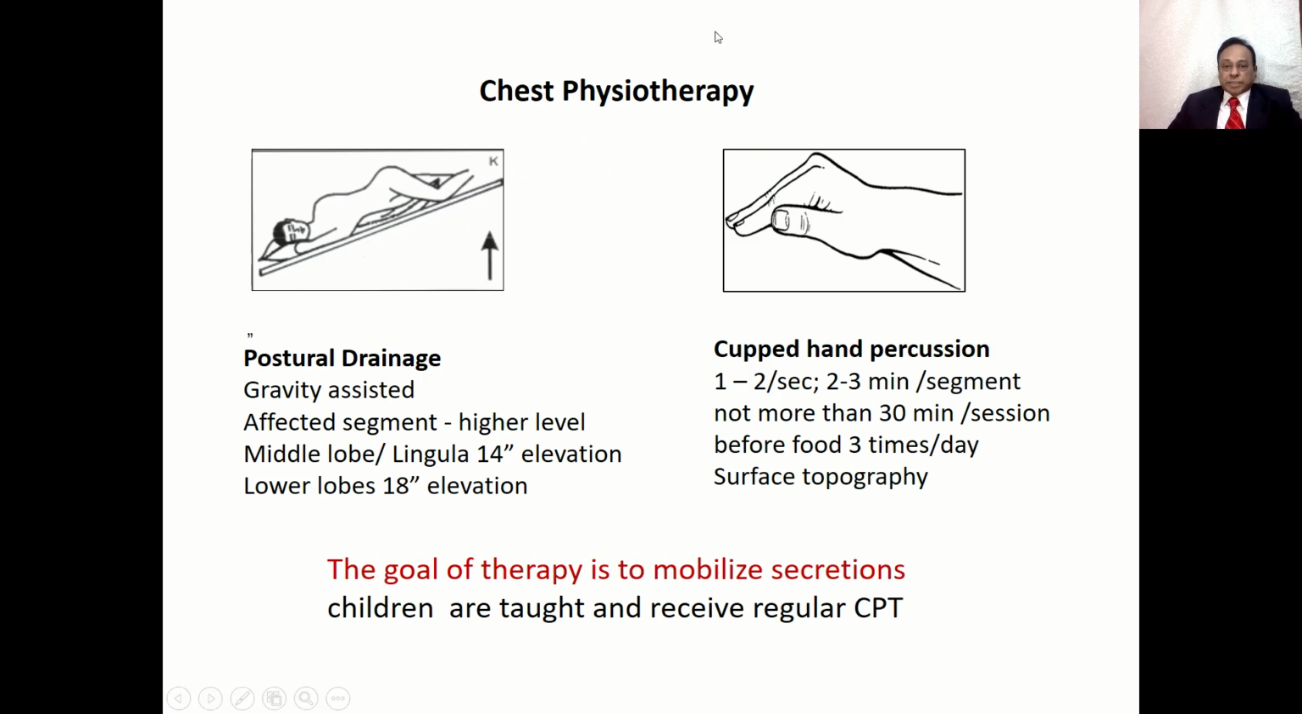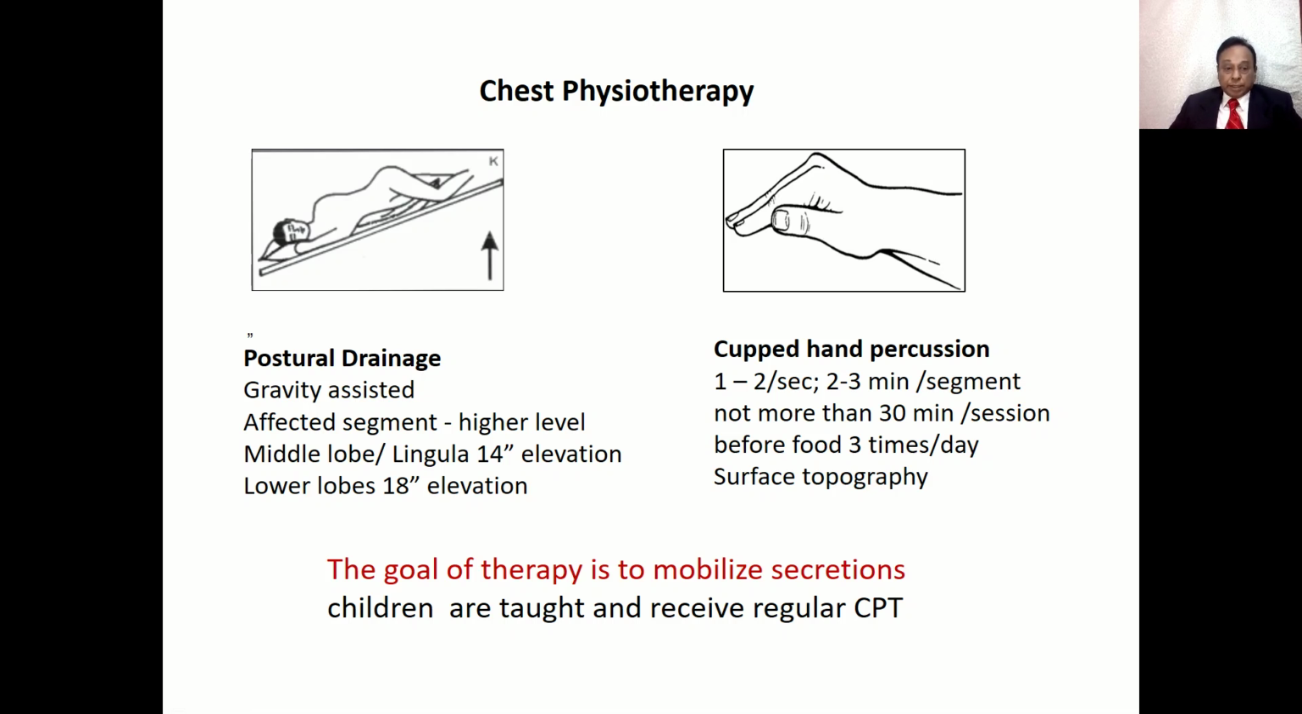So what I want to say is, chest physiotherapy typically combines postural drainage and cupped hand percussion. The elevation depends upon the middle lobe or lower lobe: 14 inches for the lingula and middle lobe, 18 inches for the lower lobe. And I already said how to do cupped hand percussion. The goal of therapy is to mobilize the secretions. That is very, very important. Since the mucociliary escalator mechanism is not operating, there is a lot of accumulation of mucus. So you have to mobilize the secretions, and the child should bring out all the accumulated secretions from the lower lobe or middle lobe.